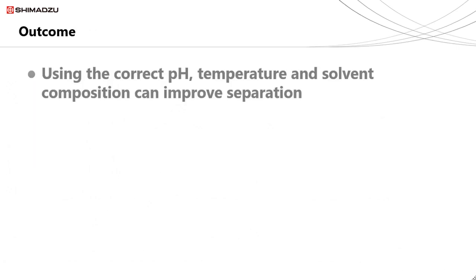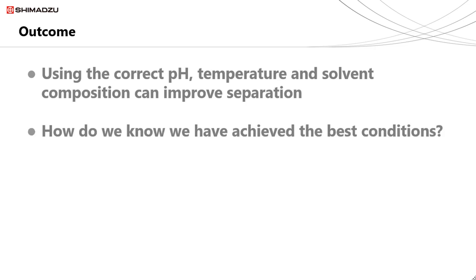So what is the outcome that we are trying to achieve? With all things, we're trying to get the best separation for our compounds that we need and find the best ratio of factors. How do we know when we have got the best conditions? What will the chromatogram look like?